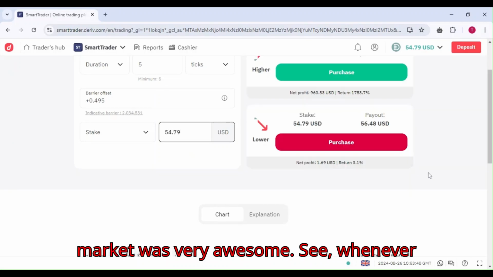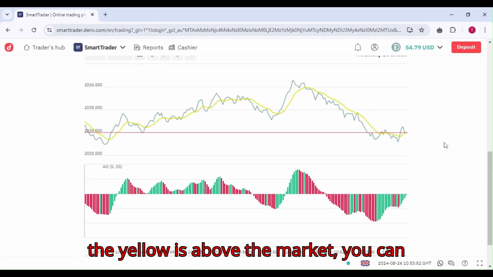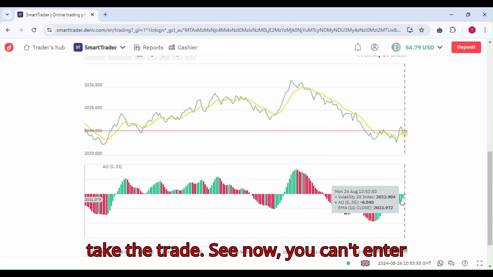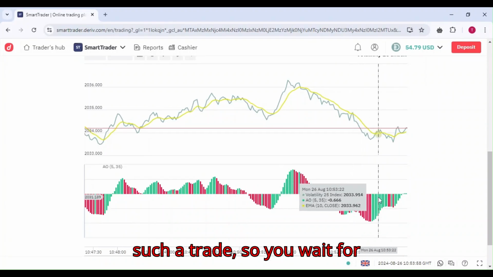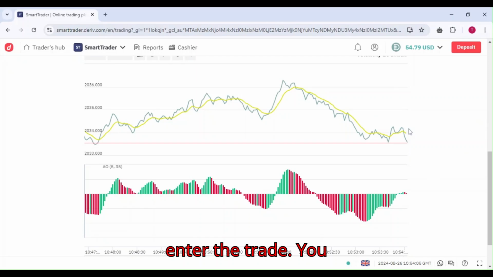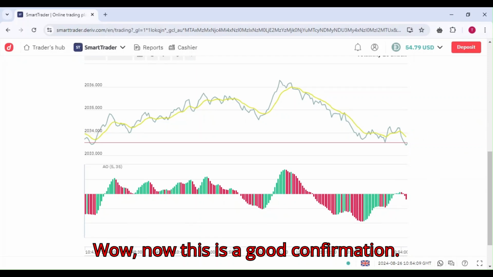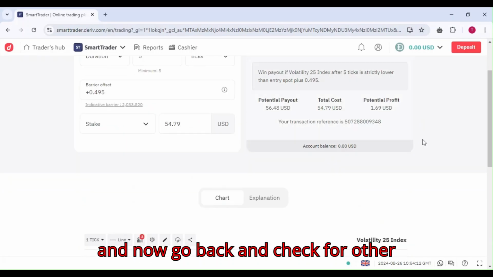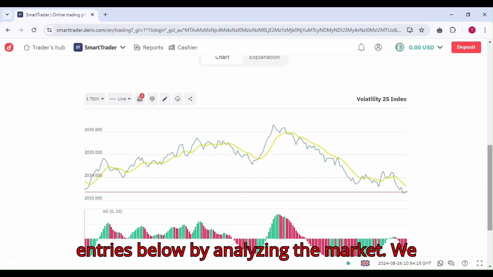You can see the market was very awesome. See, whenever the yellow is above the market, you can take the trade. See now, you can't enter such a trade, so you wait for confirmation. A good confirmation, and you enter the trade. Wow, now this is a good confirmation. Quickly purchase the contract type lower, and now go back and check for other entries below by analyzing the market.